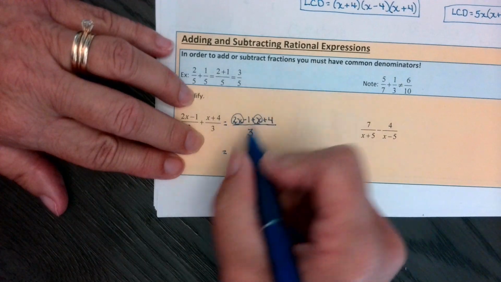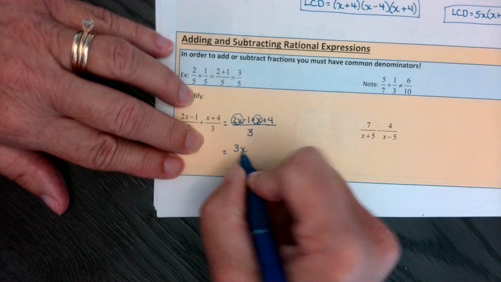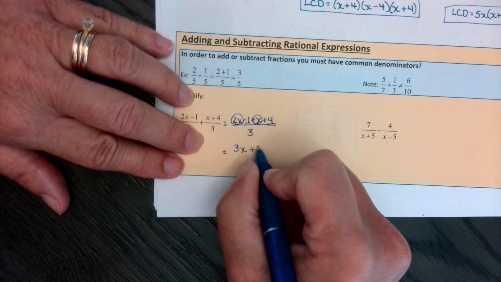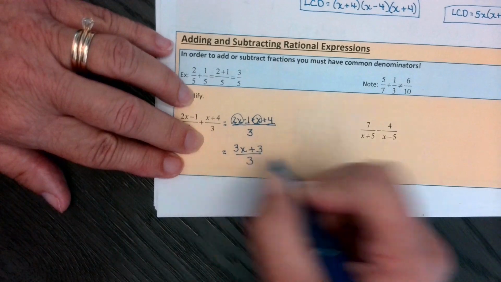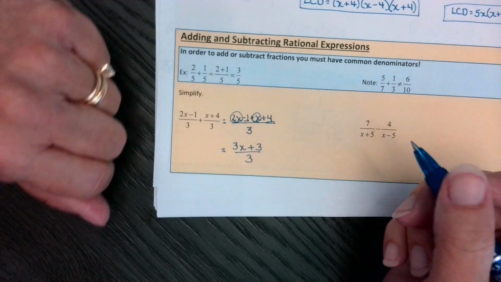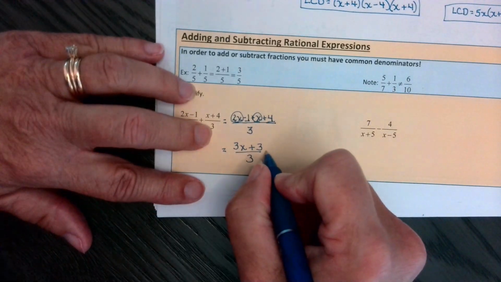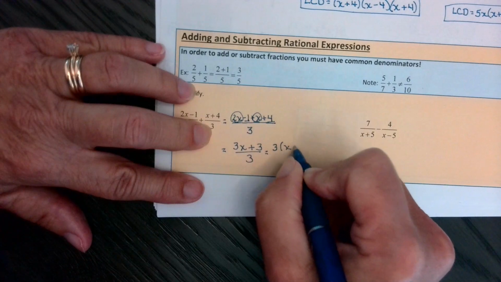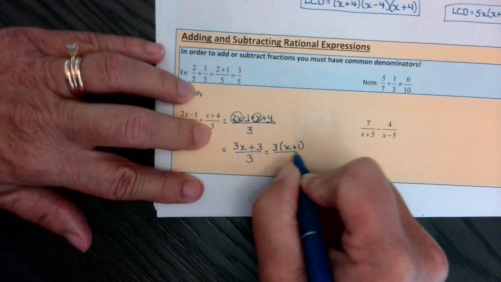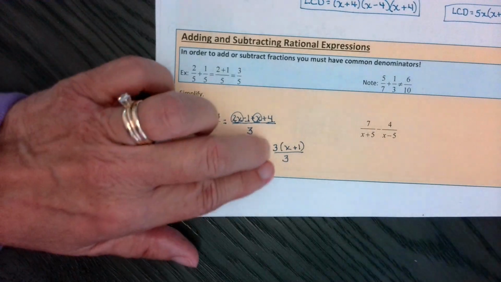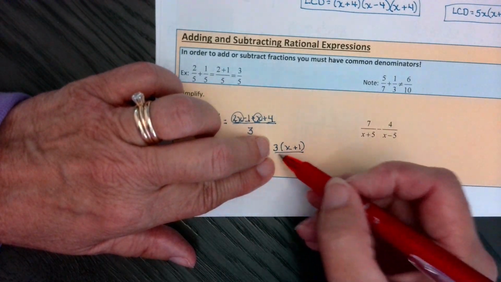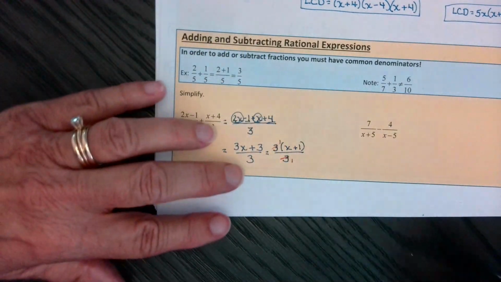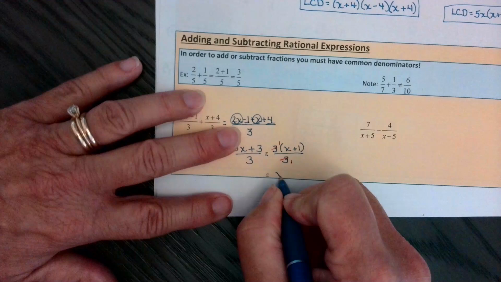2x and x gives us 3x. Minus 1 plus 4 gives us 3, all over 3. You always need to simplify this. We learned this in the last section. I'm going to factor a 3 out of the top, and I get x plus 1 all over 3. And now these 3's cancel. 3 divided by 3 gives us 1. So they cancel to give us 1s. So our answer right here is just x plus 1.